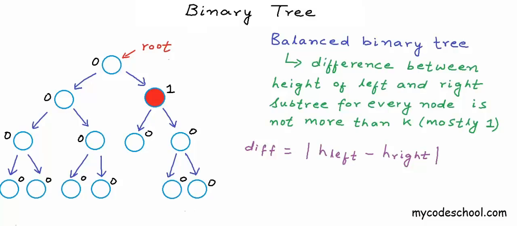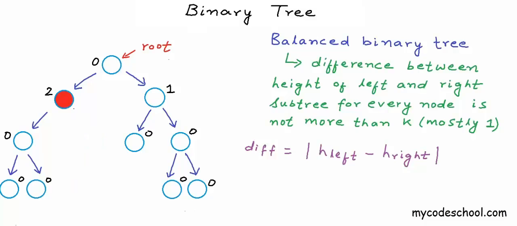Let's get rid of some more nodes in this tree, and now this is not balanced because one of the nodes has diff 2. For this particular node, height of left subtree is 1 and height of right subtree is -1 because right subtree is empty. So the absolute value of difference is 2.